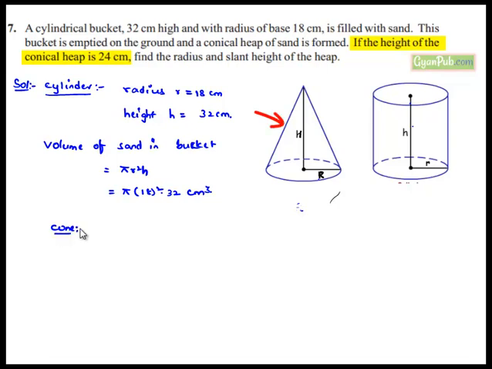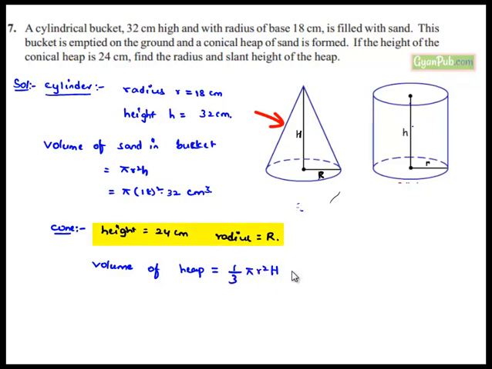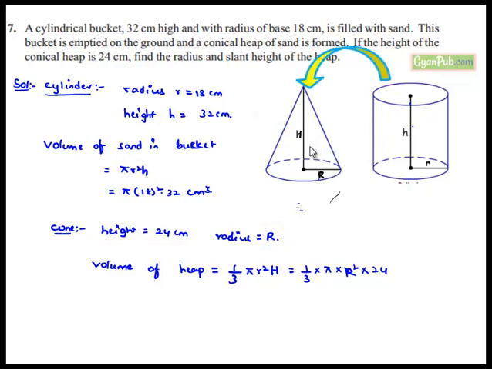Now for the cone, here for the conical heap formed, the height is given as 24 centimeters and he is asking us to find the radius. Let the radius be capital R. Now volume of heap is equal to, as it is for cone, 1 by 3 pi r square h, that is equal to 1/3 of pi into capital R square into 24 centimeters. Therefore, as the volume of sand from the bucket is discharged to form the cone, the volume of cylinder will be equal to the volume of heap formed, that is pi into 18 square into 32 is equal to 1/3 of pi into R square into 24.